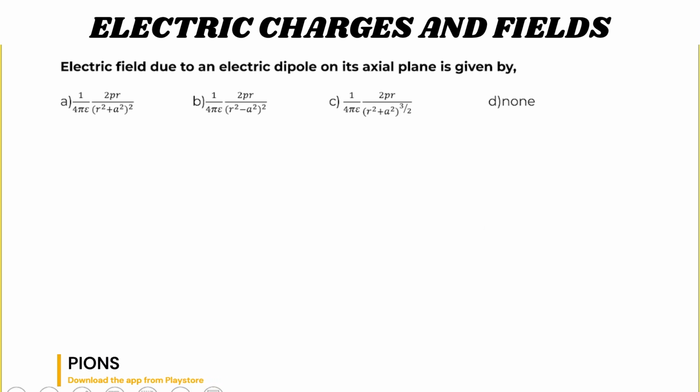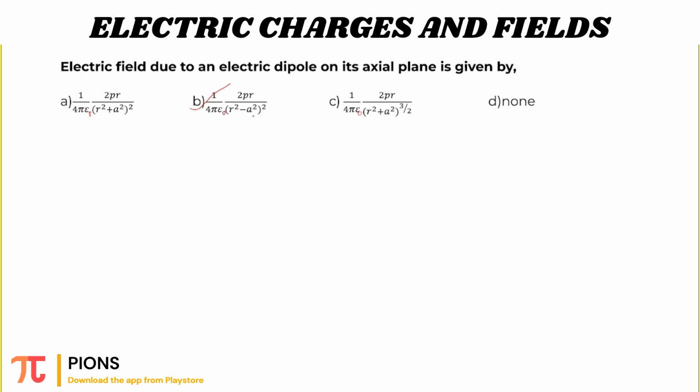Okay, so the question over here says the electric field due to an electric dipole on its axial plane is given by... The correct answer will be option B, that's what we have already derived: 1 by 4 pi epsilon naught, 2 pi r upon r square minus a square whole square. There's a misprint here; it should be epsilon naught all over, okay? So 2 pi r upon 4 pi epsilon naught, r square minus a square.